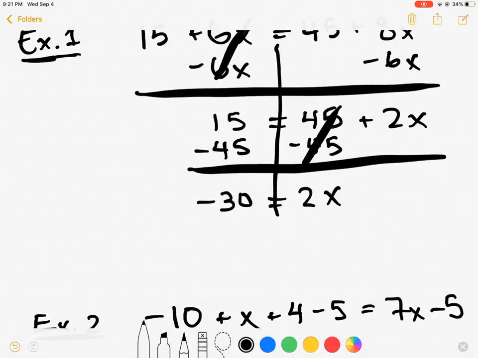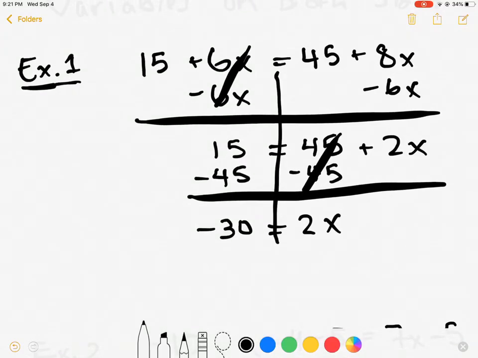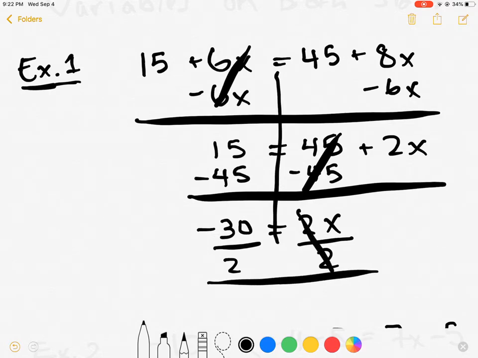Now we want to solve for x. If on the right side it tells us that 2 times our value for x would equal negative 30, we can undo that operation by dividing by 2 on both sides. Dividing by 2 eliminates the original multiplication. On the right side, now we're left with just 1x. On the left side, negative 30 divided by 2 gives you negative 15. So there you found your solution for the first example: x equals negative 15.